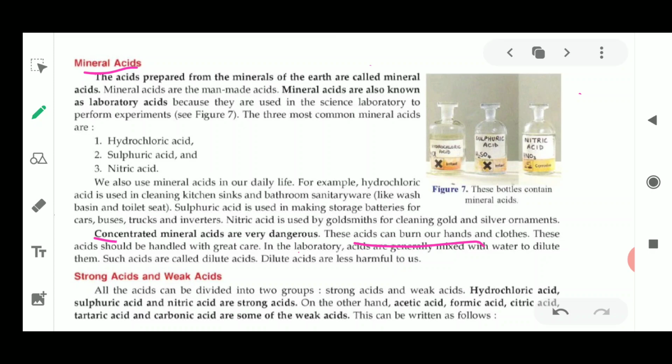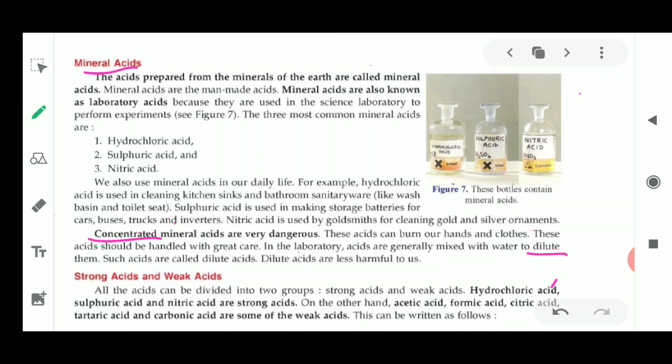In laboratories, acids are generally mixed with water to dilute them. Now one word is concentrated, which means do not contain water, and the next word is dilute. Dilute means the acids have much more water in them as compared to the concentrated ones. So we make dilute acids from concentrated acid by adding water to it. When we add water to these concentrated acids, they become dilute acids. So please remember these two words, that acids are of two types on the basis of their concentration, on the basis of the water content: concentrated acid and dilute acids.